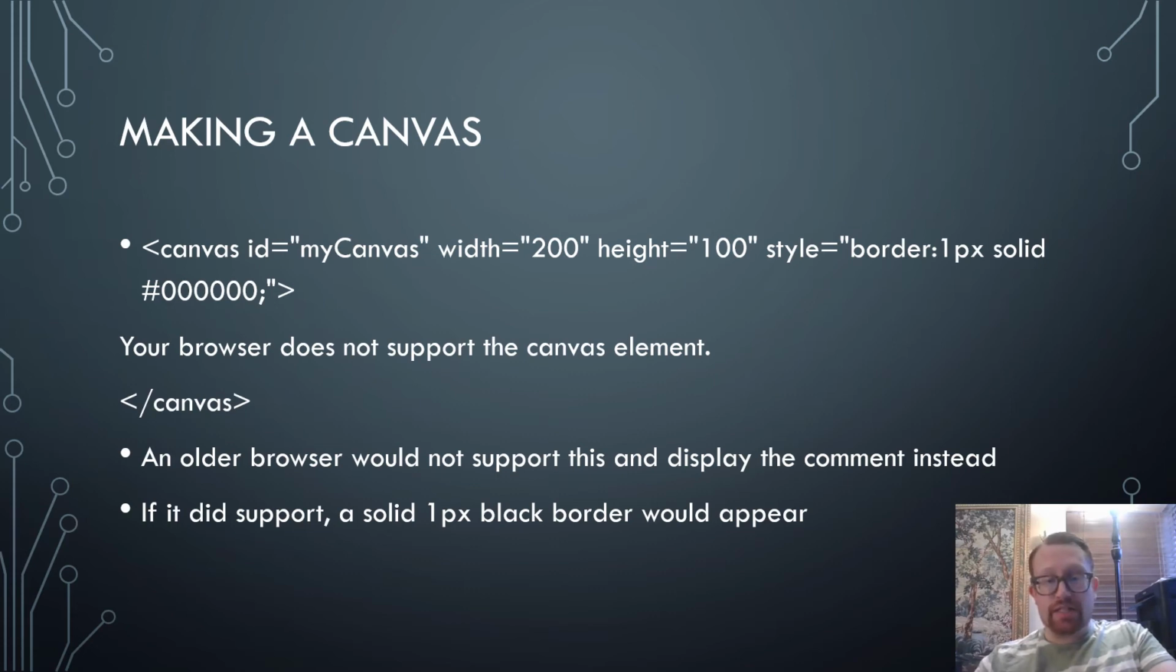If it did not support it, it would display the comment instead: "Your browser does not support the canvas element." However, if your browser did support it, there would be a box, and it would be a 1 pixel black border around this box.